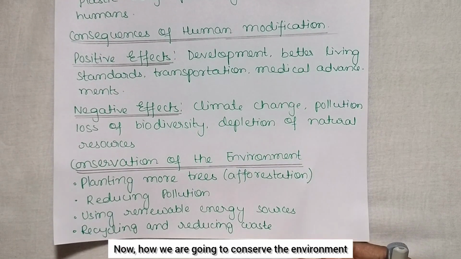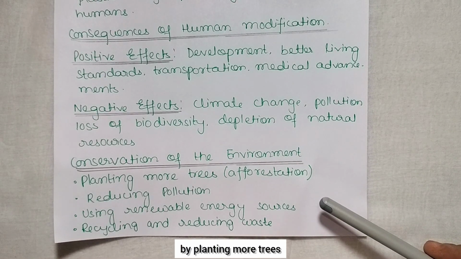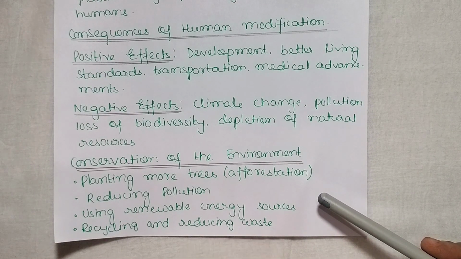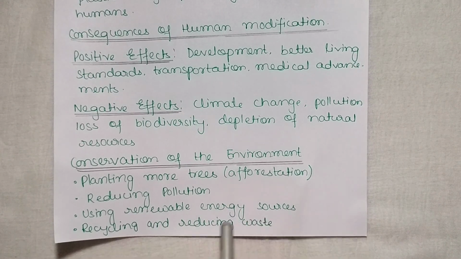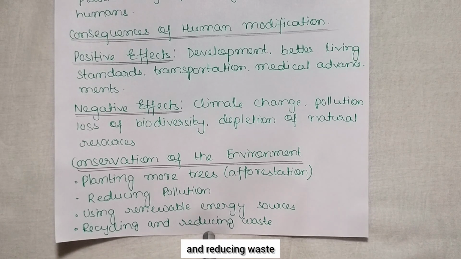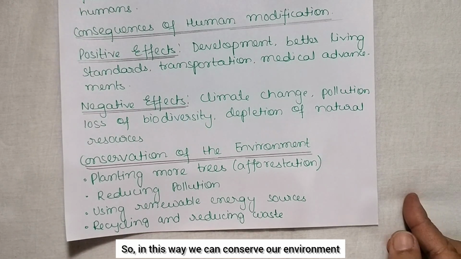Now how are we going to conserve the environment? We are going to conserve the environment by planting more trees, that is afforestation, reducing pollution by using renewable energy resources, and by recycling and reducing waste. So in this way we can conserve our environment.